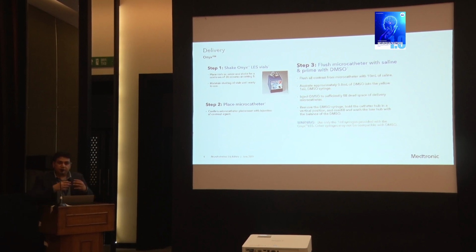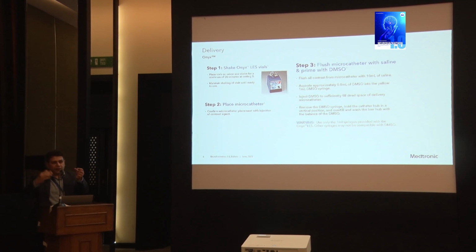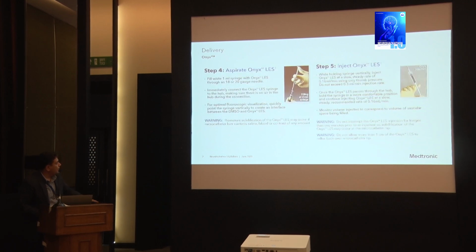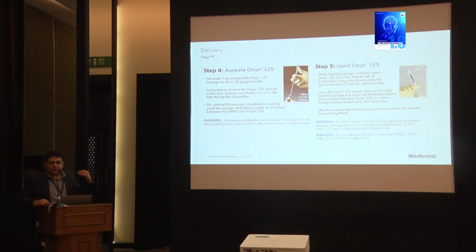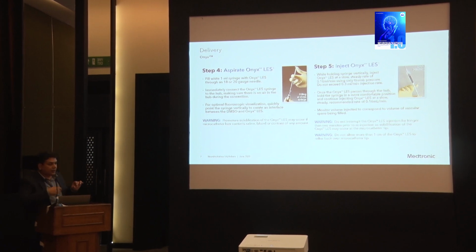We also recommend that once you fill it with DMSO, you keep it vertical so that there are no air bubbles in it. If there are any air bubbles, they rise to the top and go away. And you fill it all the way to the brim so it overflows through the hub. Then you take the syringe that is provided, you aspirate the ONYX into the syringe, and then you hub it into the DMSO-filled microcatheter, and then you start injecting through the microcatheter.